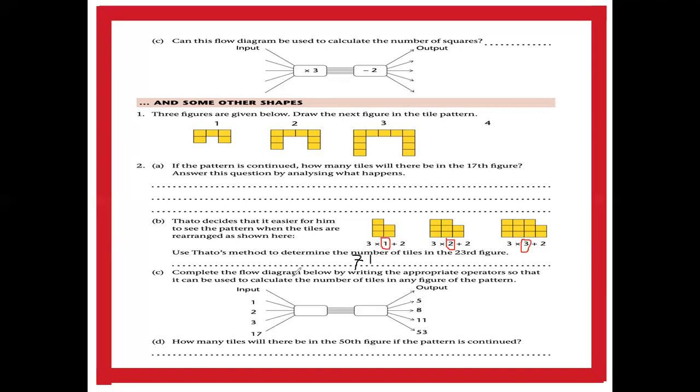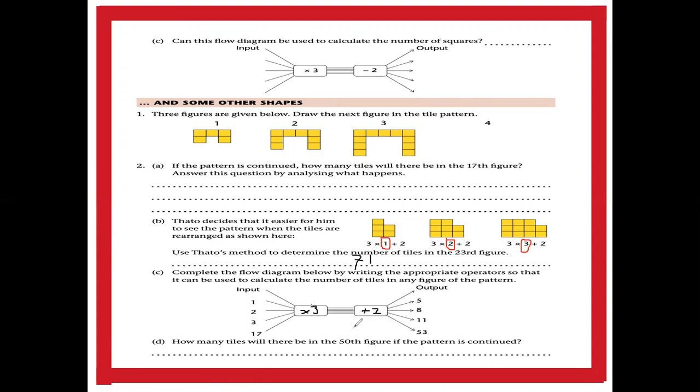Please check that though. Complete the flow diagram below by writing the appropriate operations so that it can be used to calculate the number of tiles in any figure of the pattern. So we have 1 times something. So I would go 1 times 3 plus 2, which gives us 5. 1 times 3 gives us 3, plus 2 gives us 5. 2 times 3 gives us 6, plus 2 gives us 8. 3 times 3 gives us 9, plus 2 gives us 11. 17 times 3 gives us 51, and 51 plus 2 gives us 53.